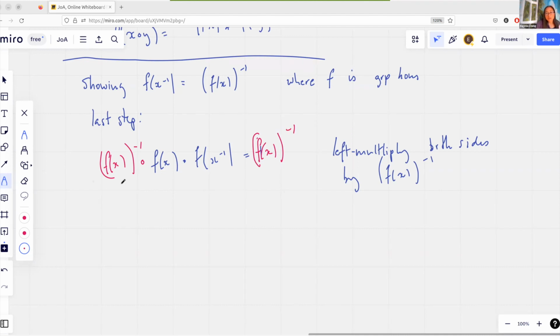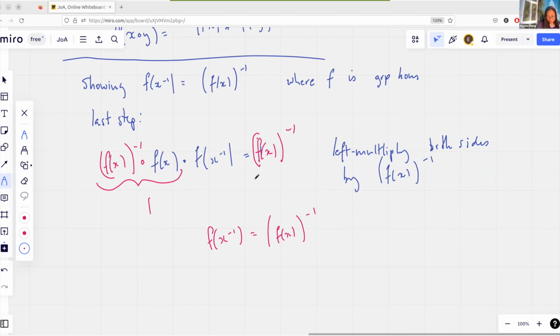And now those are inverses of each other. So that's going to become the identity. And so that means that what we get overall on the left-hand side is f of x inverse. And on the right-hand side, the inverse of f of x. So that's how we got to the last step there. I hope that that's a bit clearer now.